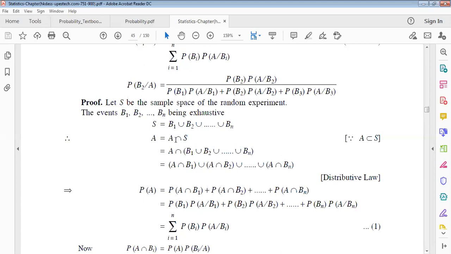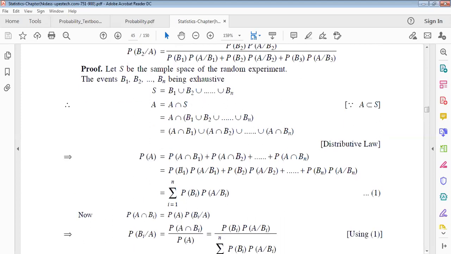A equals, we can write, A intersection S, and A intersection S means what? B1 up to Bn, this is S. So A intersection B1 union A intersection B2, A intersection B3, up to union A intersection Bn. We can write this. Now the probability of A: if we take the probability of this A, then it is the probability of this plus this plus this, up to n terms, probability of A intersection Bn.